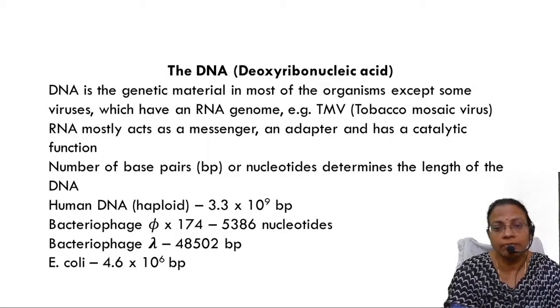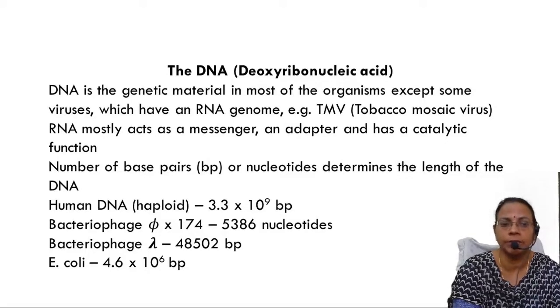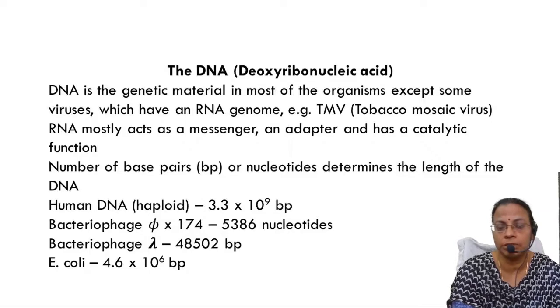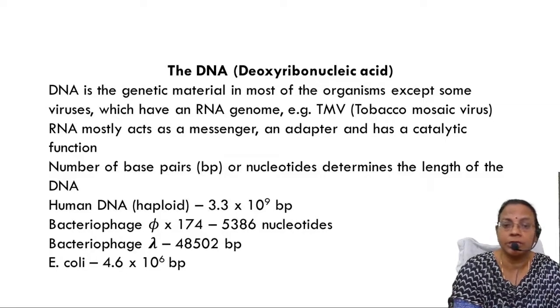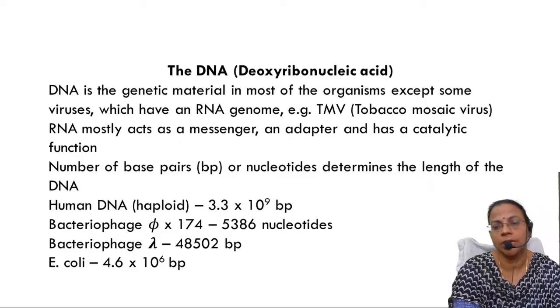If you take human DNA, the number of nucleotides is 3.3 x 10^9 base pairs in a haploid cell. If it is diploid, it will be 6.6 x 10^9 base pairs. If we take the ΦX174 bacteriophage, the number of nucleotides will be 5,386, and in lambda bacteriophage it is 48,502 base pairs.